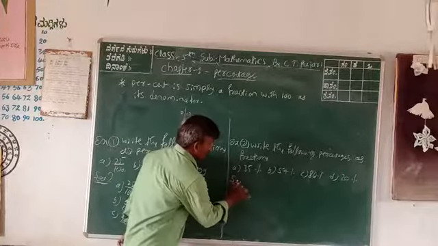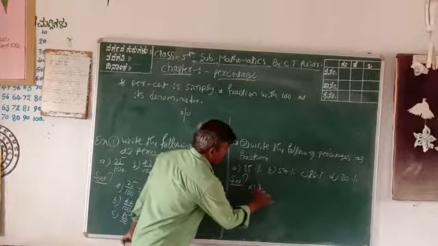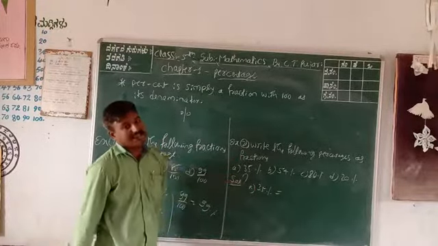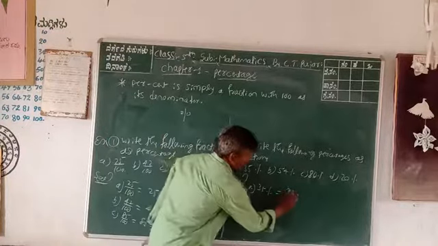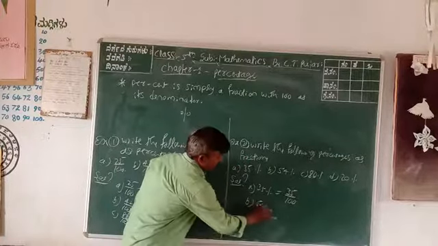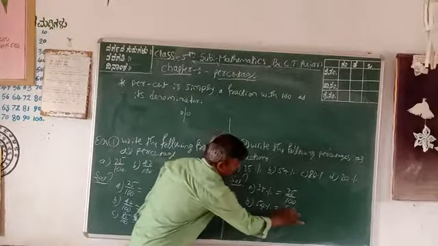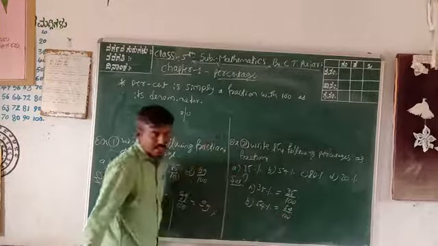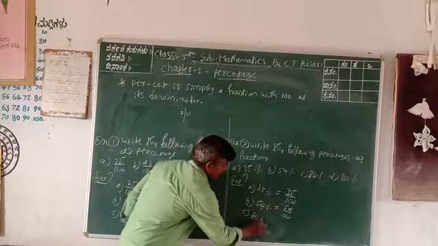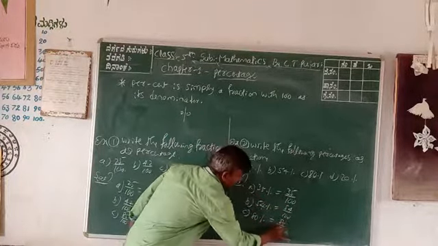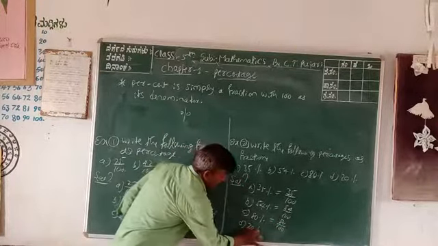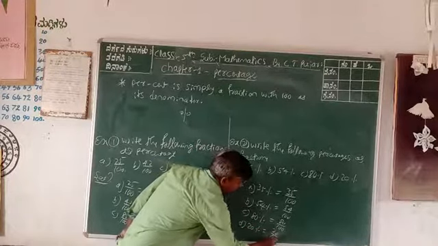Okay, solution, very easy. First one, A: 35 percentage, you can convert it to a fraction, is equal to 35 by 100. Second one, B: 54 percentage is equal to 54 by 100. Next, third one, 80 percentage is equal to 80 by 100. Last one, 20 percentage is equal to 20 by 100.